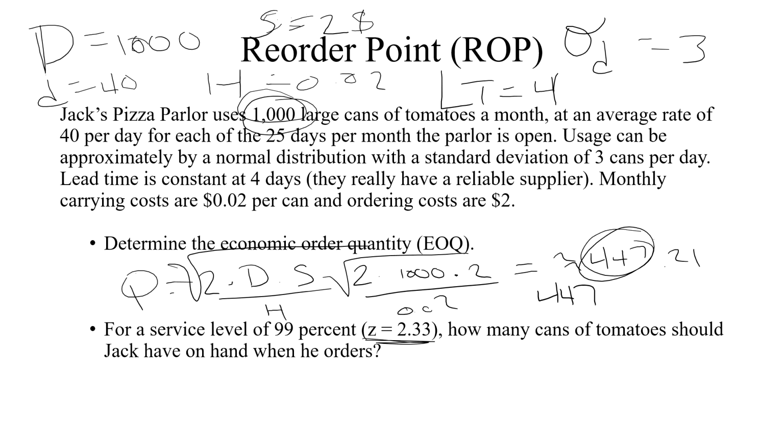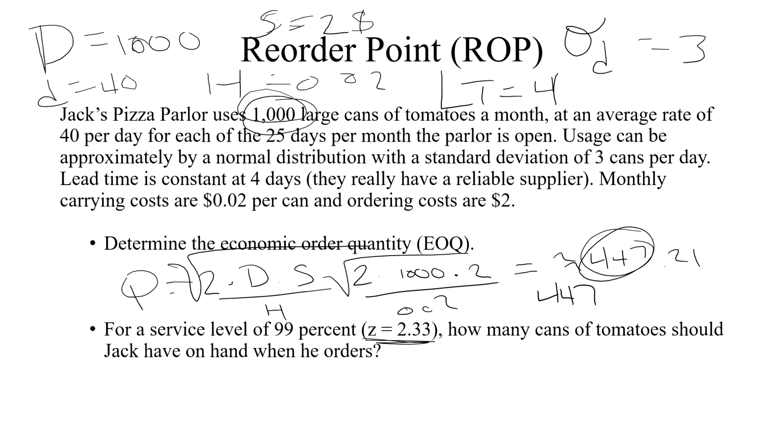Now we're going to see how many cans of tomatoes they should have on hand when he orders. This is our reorder point. We're finding out when to order, and we're using the formula for when demand varies. We have a lead time that is fixed, and we need it to cover our expected demand plus our necessary safety stock.